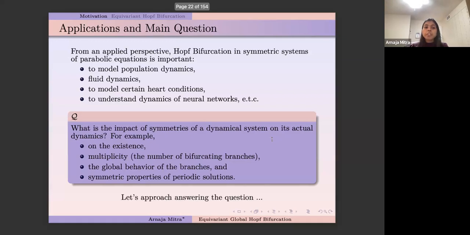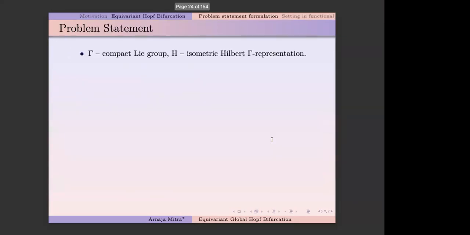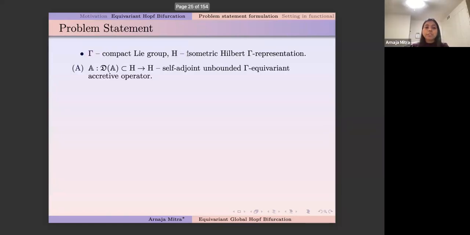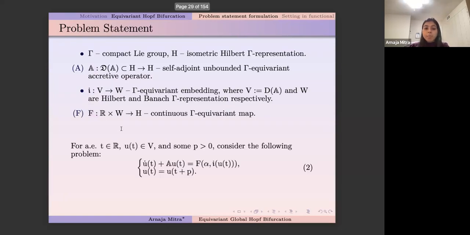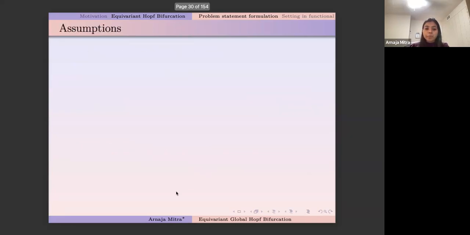So let me approach it. First is the problem. You have a compact Lie group gamma and the Hilbert gamma representation H, and an operator that is self-adjoint and accretive, that means monotone, and gamma equivariant as well. And you have an embedding I, gamma equivariant, and a continuous map. Then our problem statement is just the system equation 2, where alpha is your parameter and P is some non-zero constant, and it is a non-negative period P.